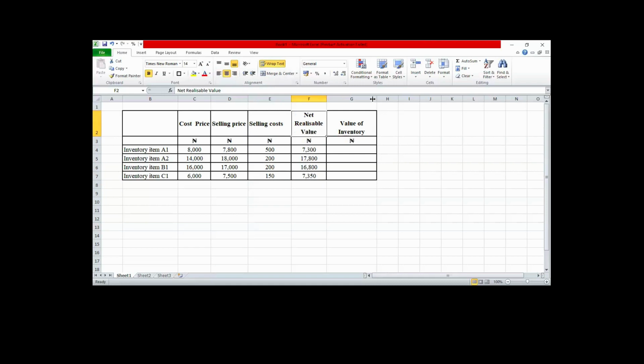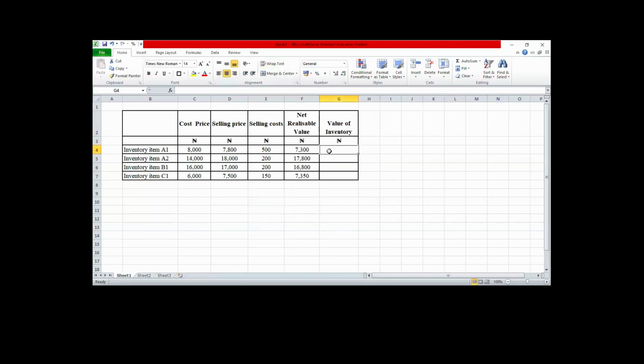Are we together? Is that clear? Yes, sir. Now, looking at it, value of inventory, we are comparing the cost price and the net realizable value. The lower of the two will be selected as the amount to be reported in the financial statement. Now, comparing the cost of inventory item 1 and the net realizable value, which one is lower? Net realizable value, 7,300. That is what we are now meant to use to report in our financial statement for inventory item 1.